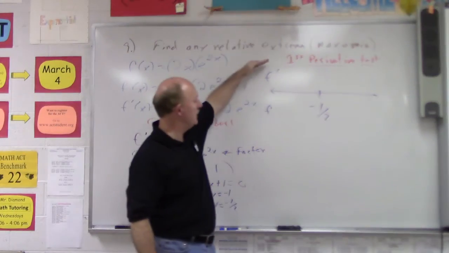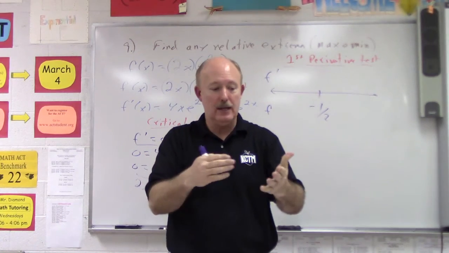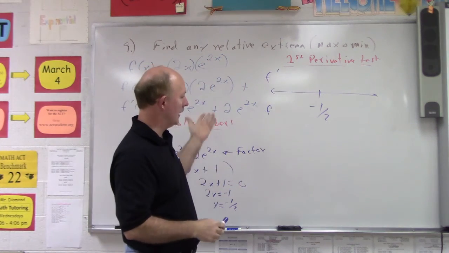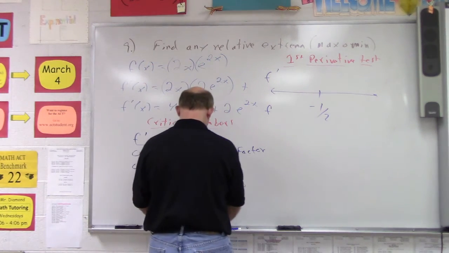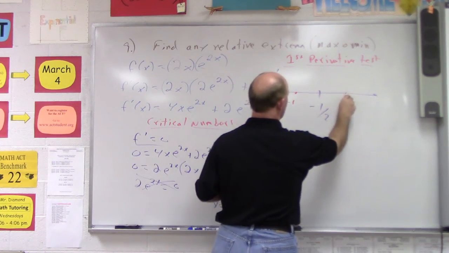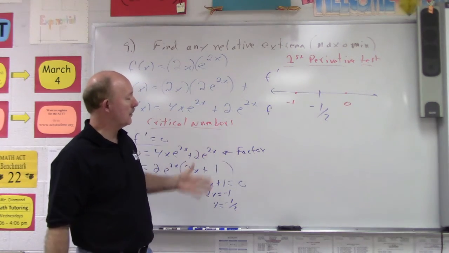So this is the derivative. Now remember, that first derivative tells you if the graph of the original function is increasing or decreasing. All right, so we've got to pick out a test value. So let's try -1 and 0. Let's see whether they're negative or positive.